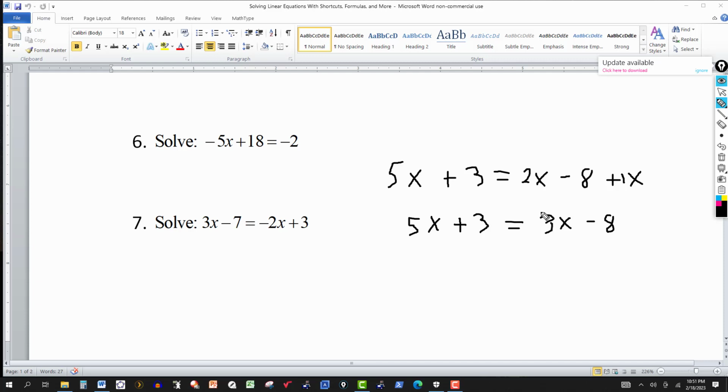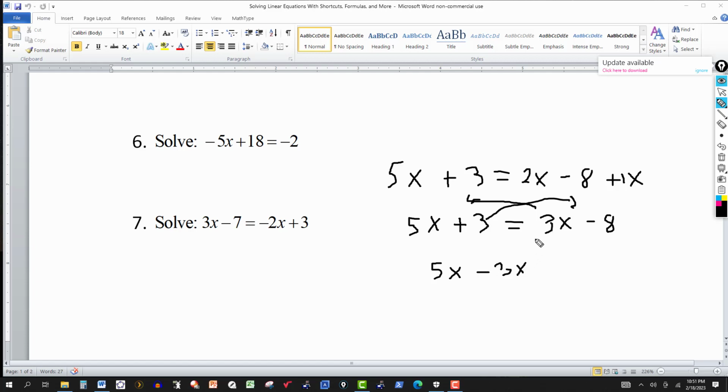I want the x's on one side, the numbers on the other side. So this one's going to come over to this side. The 3 goes over to this side. So what we'll do is, I have 5x. The 3x comes over. Just bring it over, change the sign. It's a positive 3x, bring it over, it becomes a minus 3x.